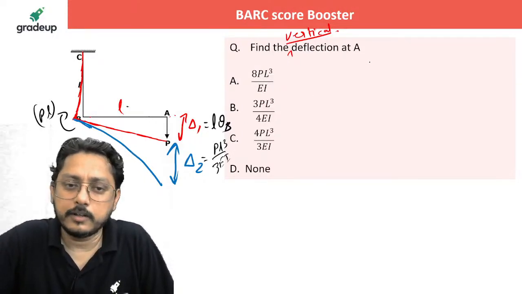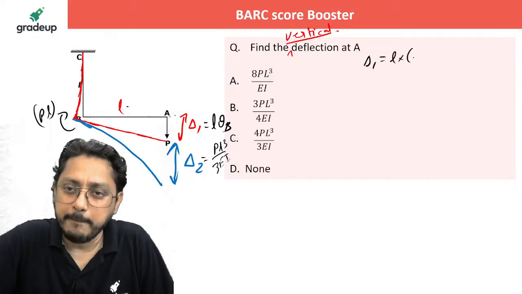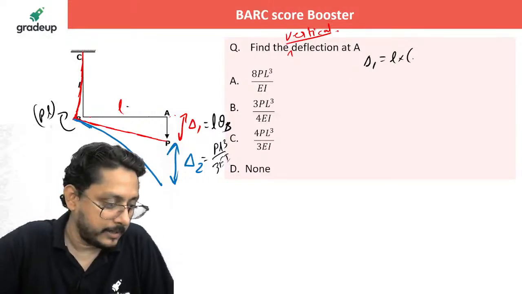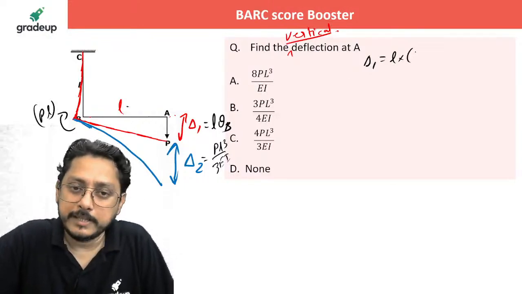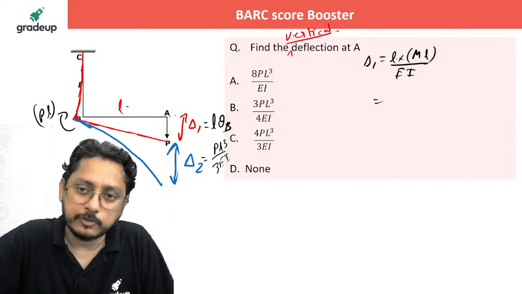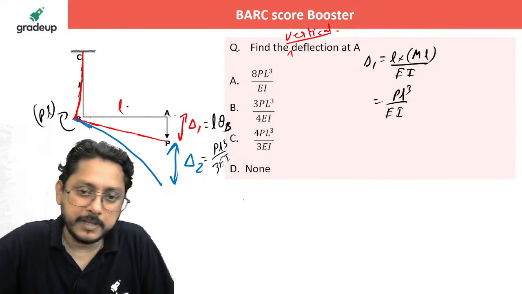So now delta 1 will be L theta. So L into ML by EI, where theta is ML by EI. That is delta 1. And M is once again PL. So PL cube by EI. Now PL cube by EI is delta 1 and PL cube by 3EI is delta 2.